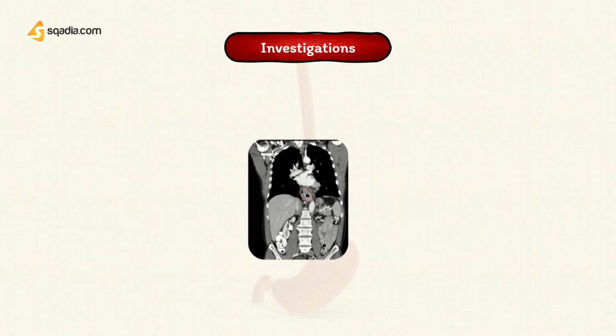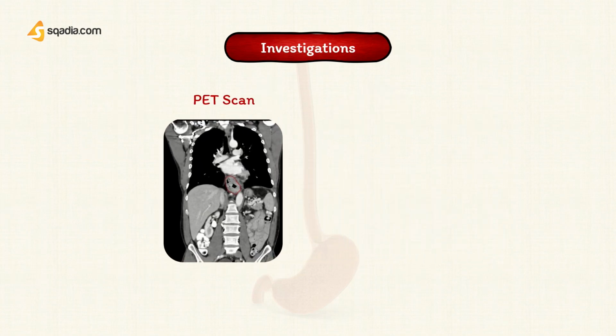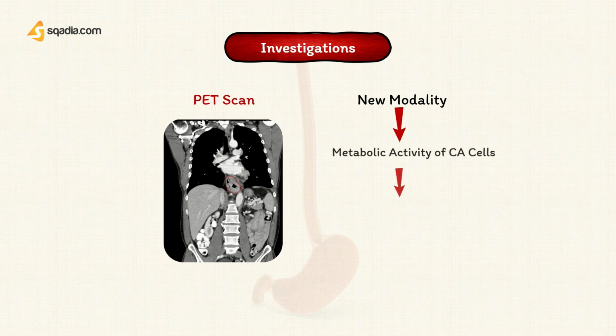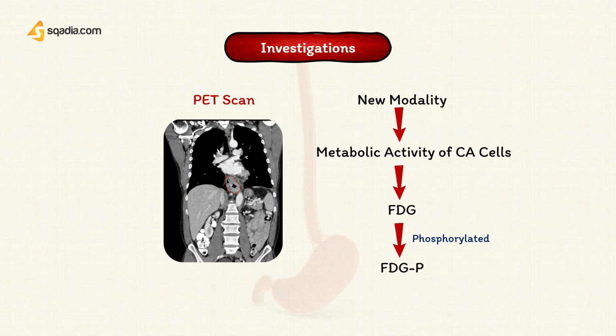Now, PET scans. Now, positron emission tomography. So this is a relatively new modality, and it's basically based on the metabolic activity of the cancer cells compared to the normal ones. So the patient is given 18-fluorodeoxyglucose, which, let's call it FDG for now. And when it enters the cells, it's phosphorylated. So that means a phosphate has been added to it. So let's call that FDGP.